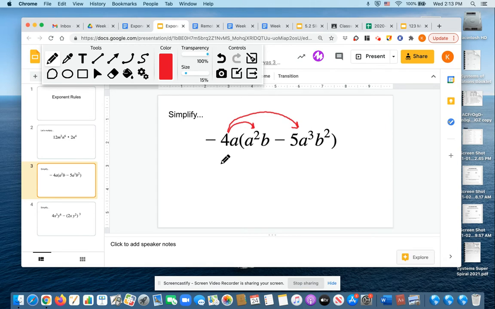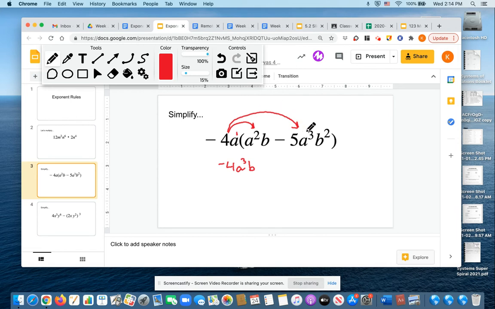Let's do the same thing. Keep the coefficient. I have a base of a times a base of a right here, so a times a squared would be a to the 3rd. Remember, there's a little magic 1 right there. Don't forget, that's important. And this b is just coming along for the ride, times b. Nothing's being multiplied with a base of b, so we just bring it along.